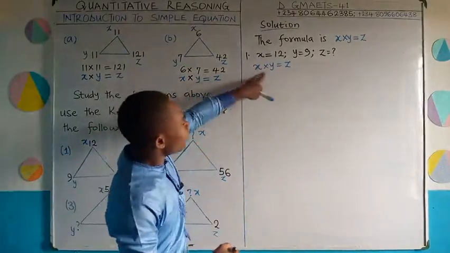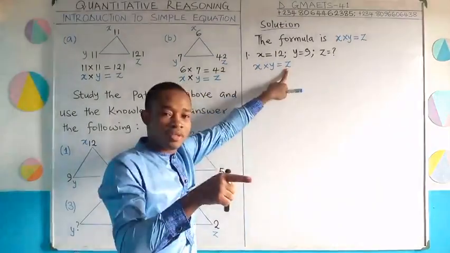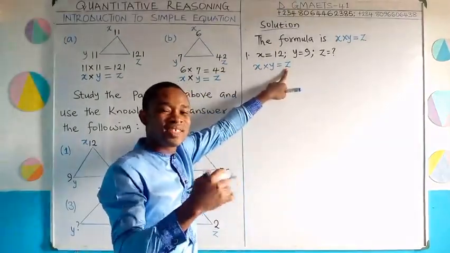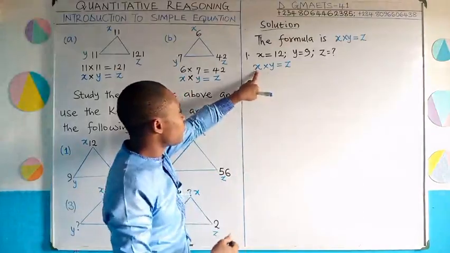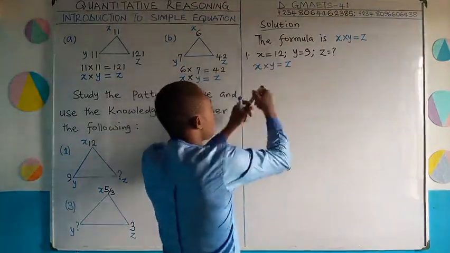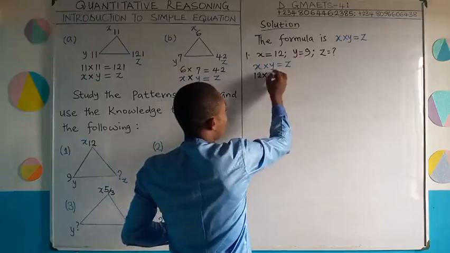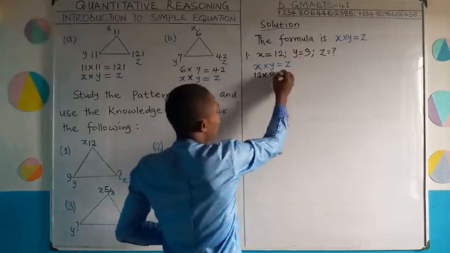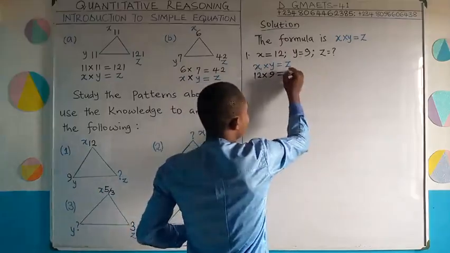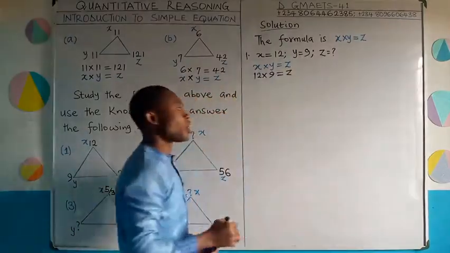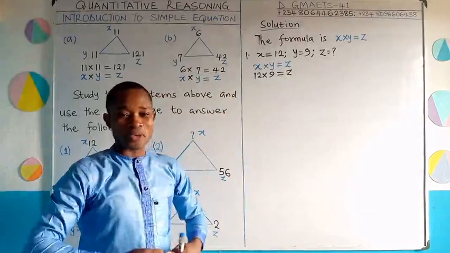So I'll now come to the formula and start substituting, which means replacing. What is the value of x in question 1? X is 12, so I will replace this x with 12. Y is 9, I'll replace this y with 9. And that is equal to z. What is my z? That is the unknown, so I will still write it as z. That's what I'm looking for.